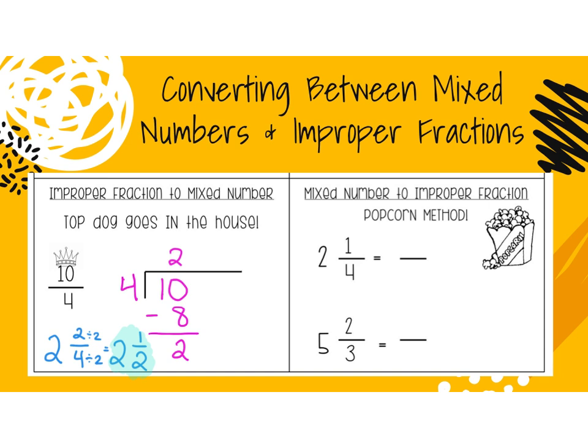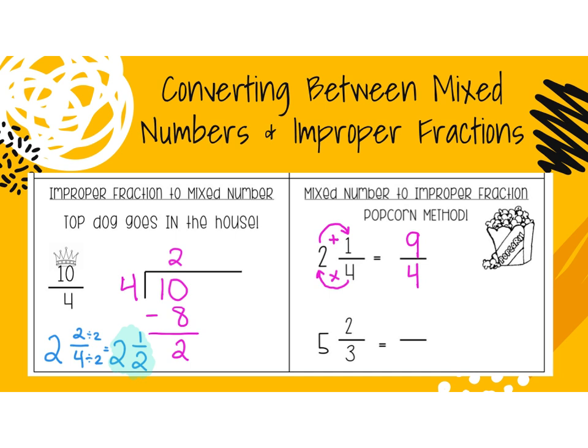If we want to convert a mixed number into an improper fraction, we can use the popcorn method, otherwise known as the Texas method. So to do this, we will multiply our denominator times our whole number. 4 times 2 is 8, and then we'll add our numerator. 8 plus 1 is 9. And then our denominator, 4, stays the same.